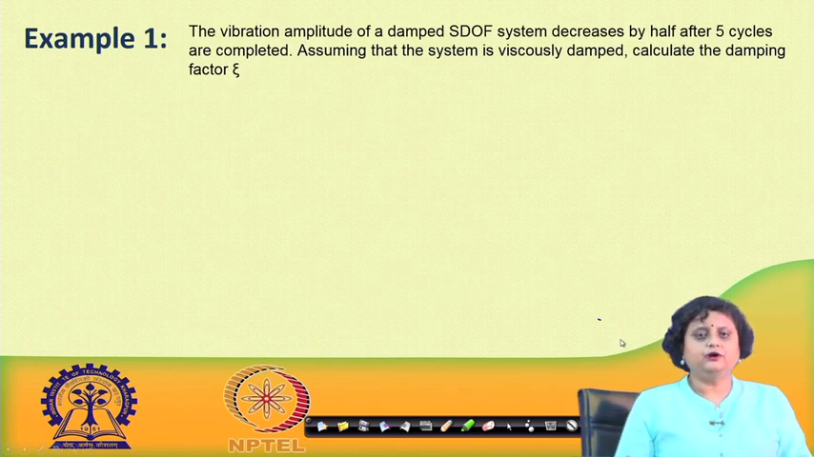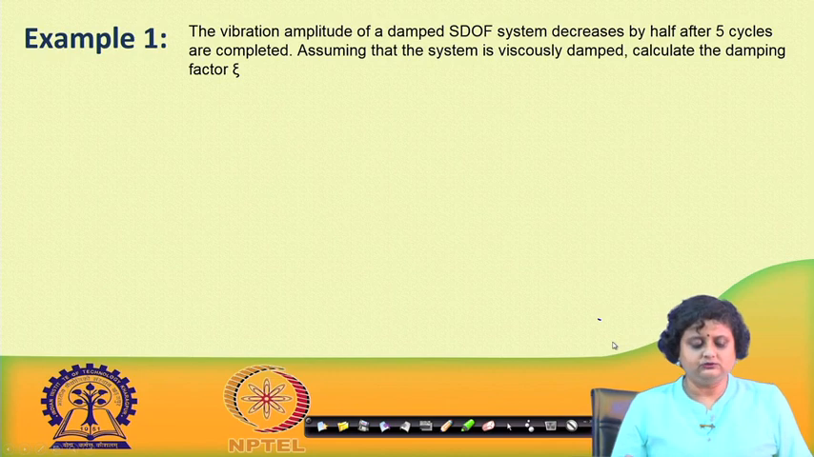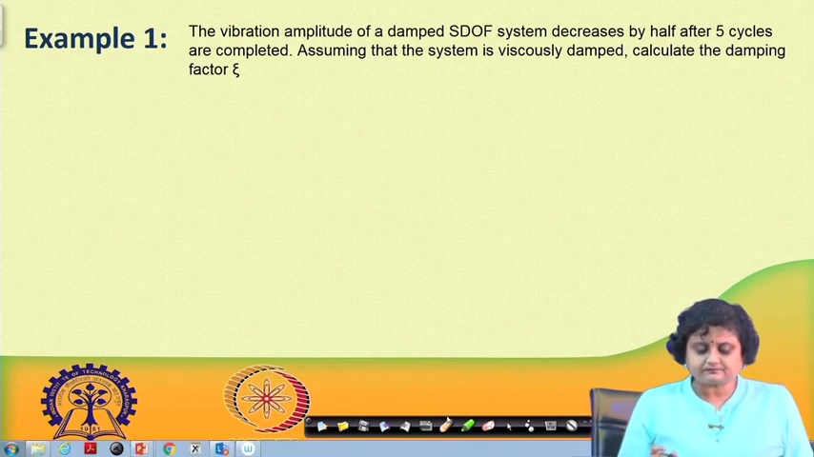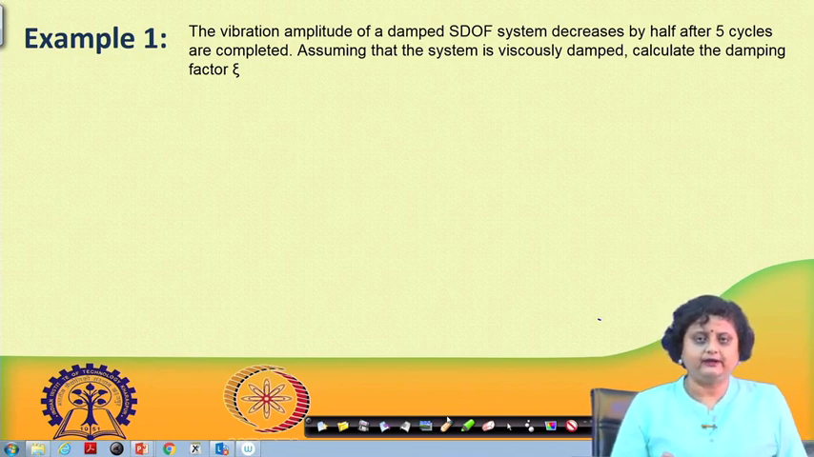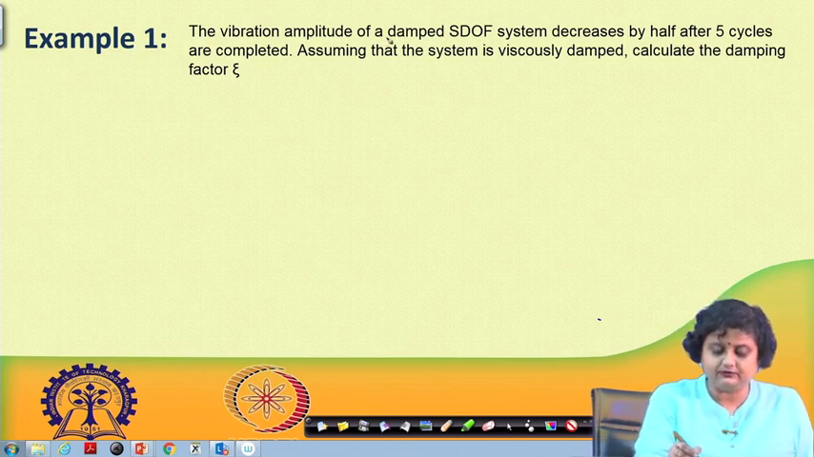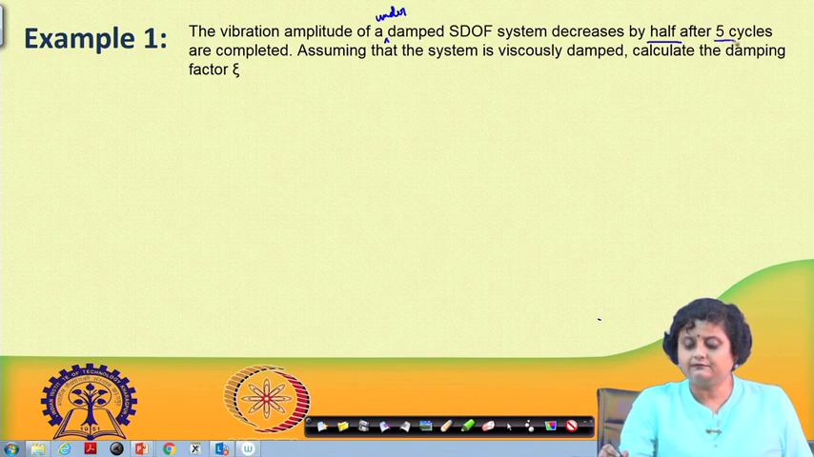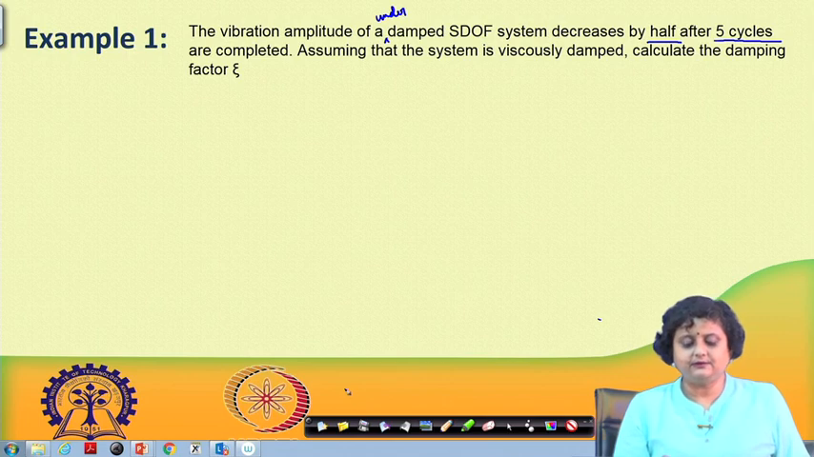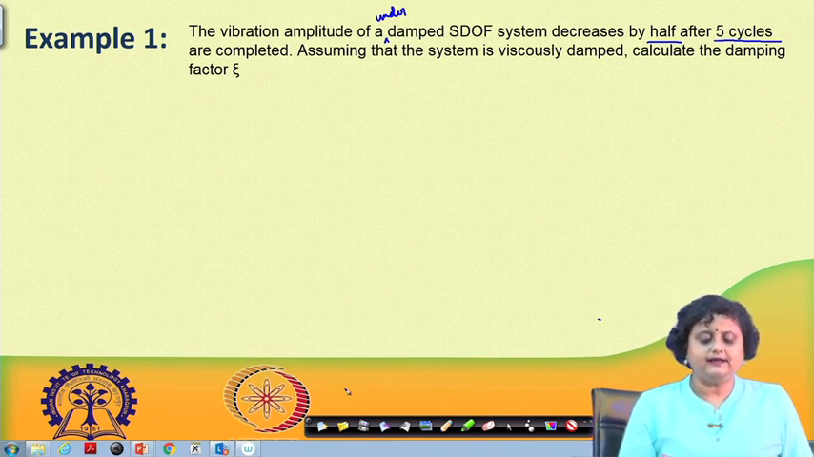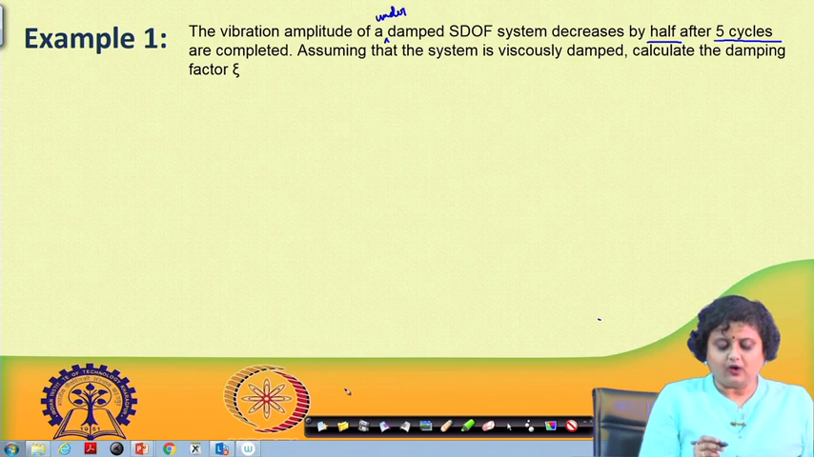So, let us go to the first example on the underdamping of a single degree of freedom system. Here the problem is stated in this way: the vibration amplitude of an underdamped single degree of freedom system decreases by half after 5 cycles are completed. Assuming that the system is viscously damped, calculate the damping factor zeta. Okay. So, how do we solve it?